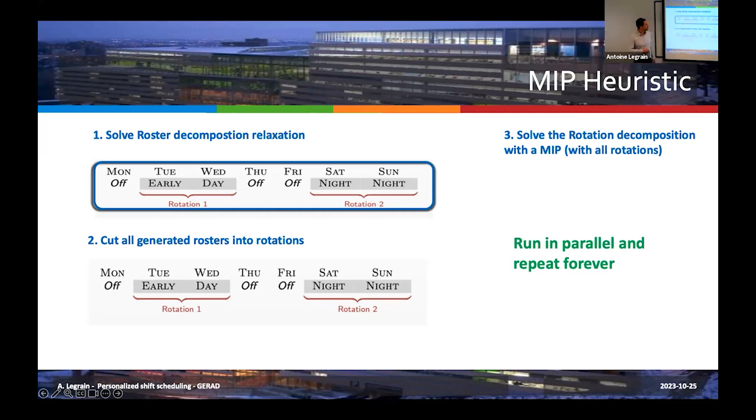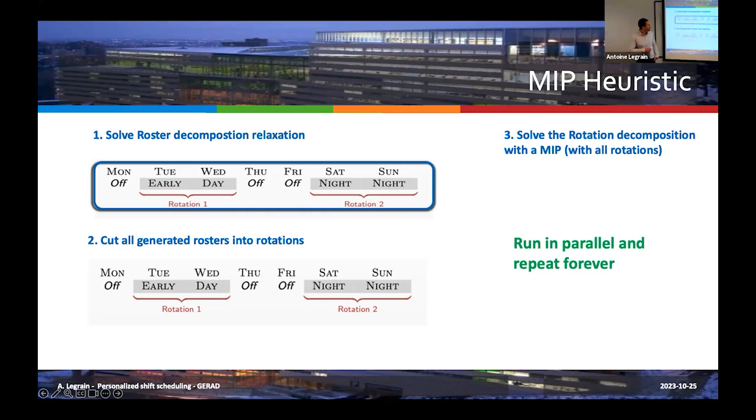The issue here is that you don't have much flexibility. If you don't have good coverage with the rosters that you have generated, you will be forced to select rosters that have a very high cost, or you will be forced to do some under coverage and pay some penalty also because of that.